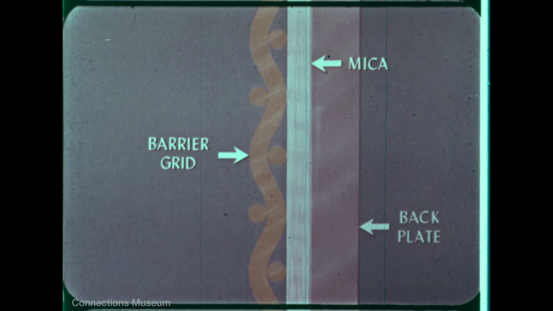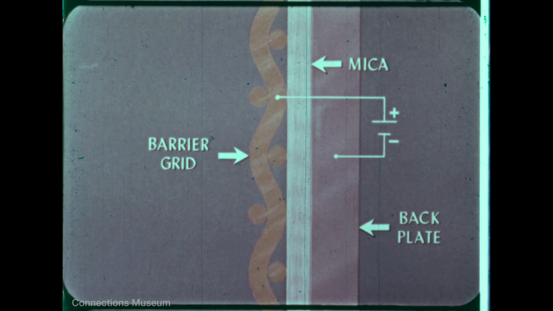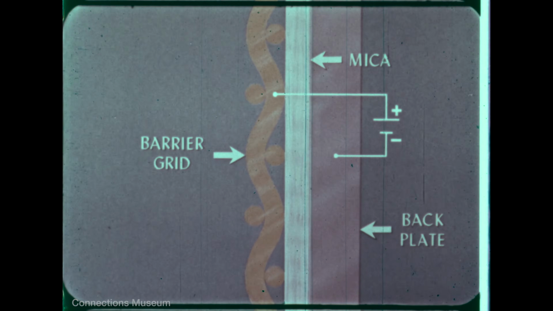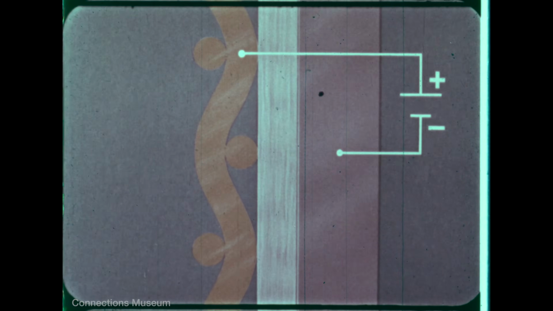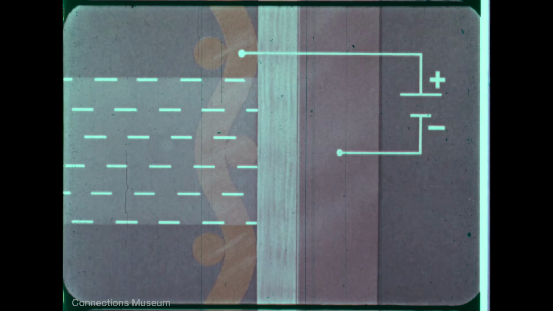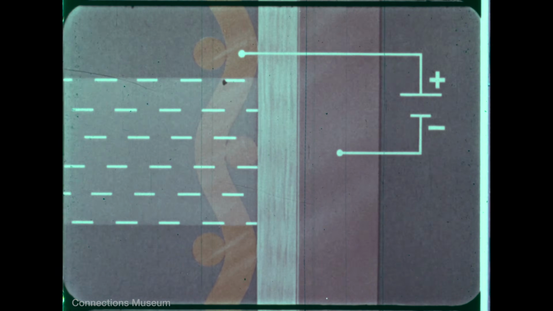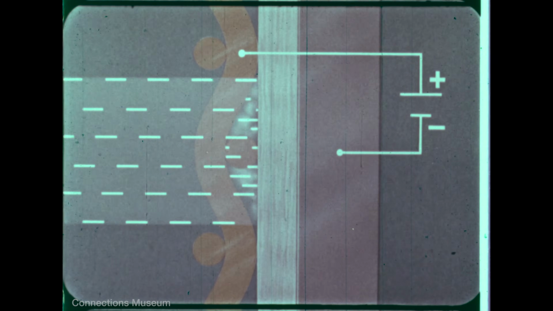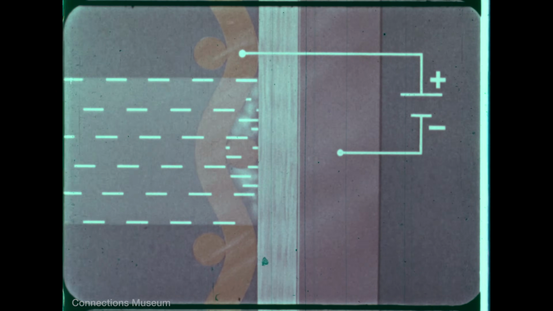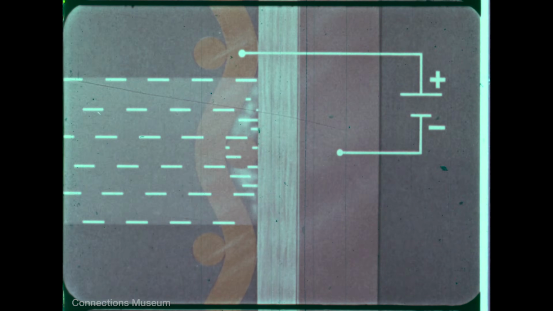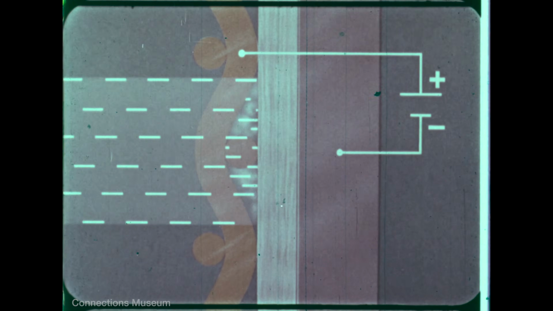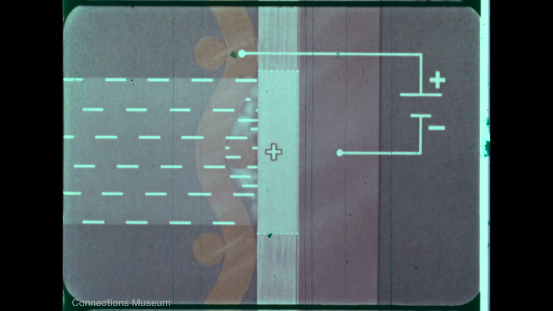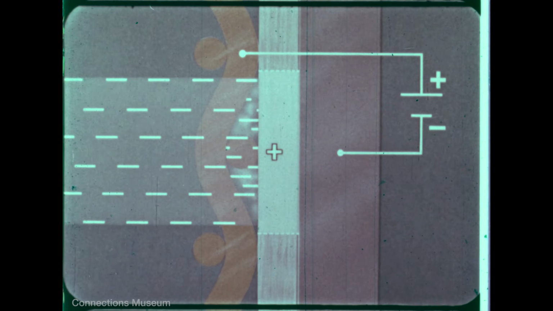In this cross-section view of the barrier grid, the mica, and the backplate, we see that when negative potential is applied to the backplate, the grid becomes positive with respect to the mica. The high-velocity electrons of the beam pass through the grid, strike the mica, and dislodge more electrons from the spot than are arriving via the beam. The dislodged electrons are attracted to the positive grid, resulting in a net loss of electrons on the mica, in effect, a positive charge.